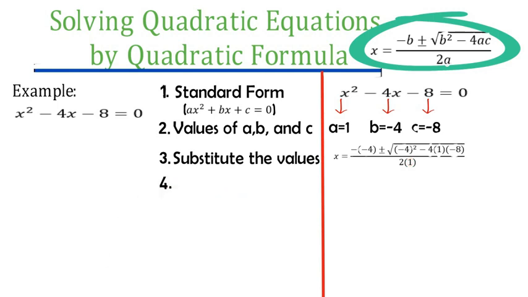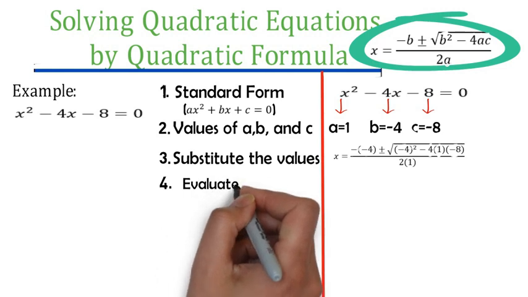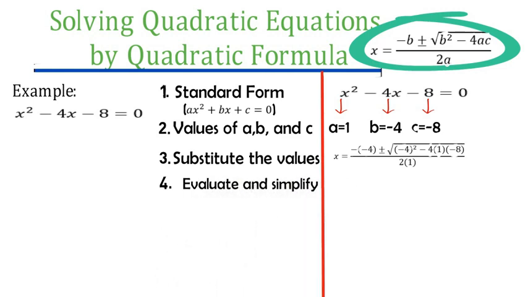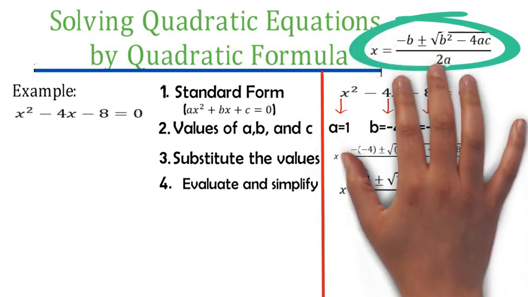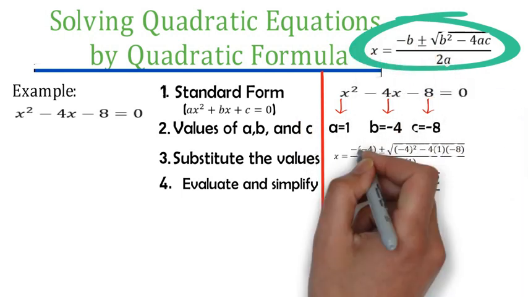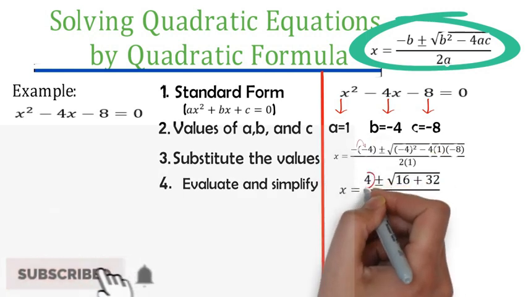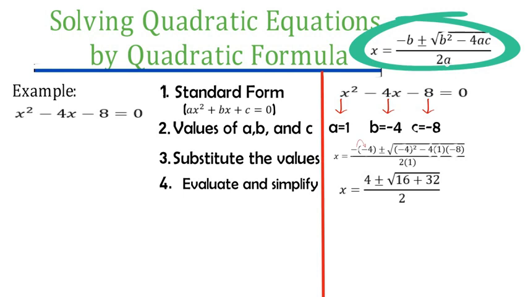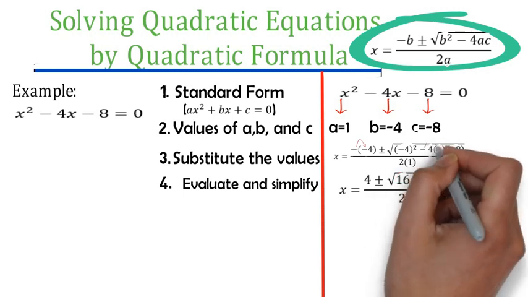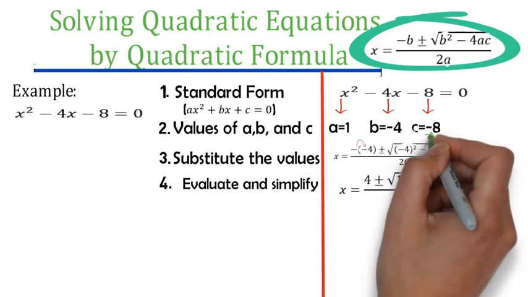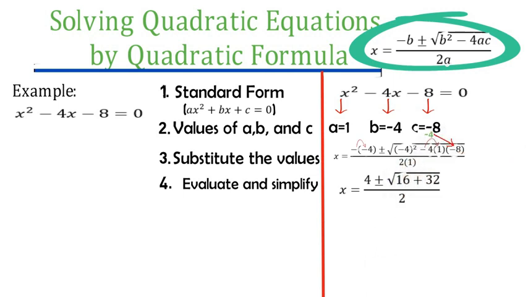Next step is to evaluate and simplify. Let's solve. Evaluate then simplify. So this is the first evaluation. What happens is, negative times negative 4, we have positive 4. Then negative 4 squared, we have positive 16. 4 times 4, we have 16. Negative 4 times negative 4, we have positive 16. Next, negative 4 times 1, we have negative 4. Then negative 4 times negative 8, we have positive 32. That is why we have here positive 32, over 2 times 1, we have now 2.